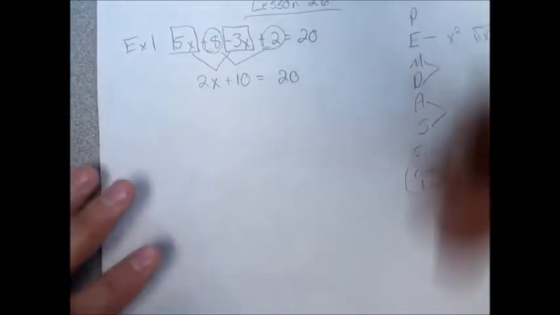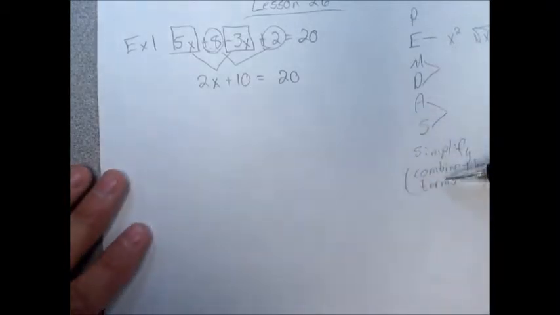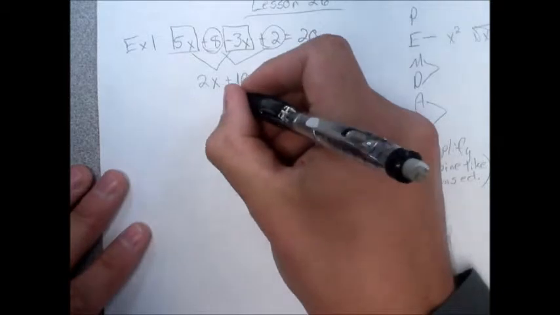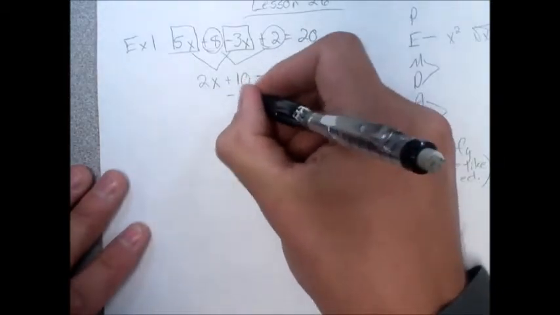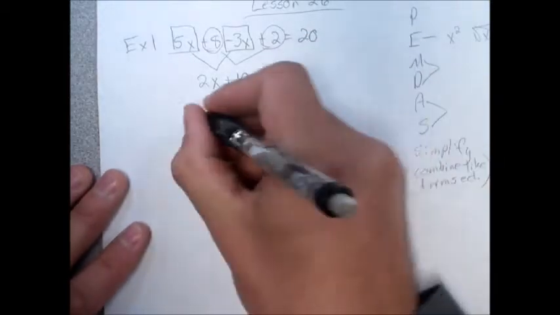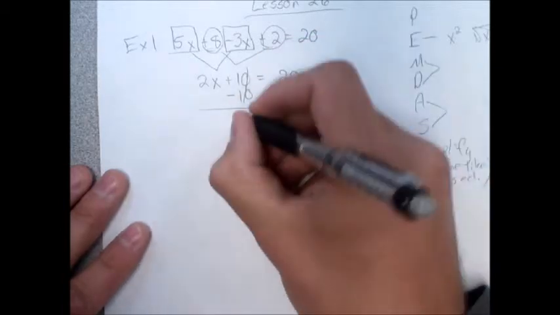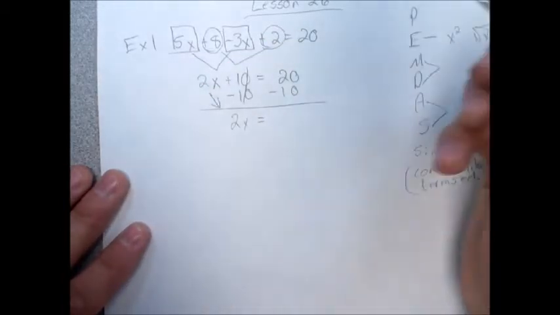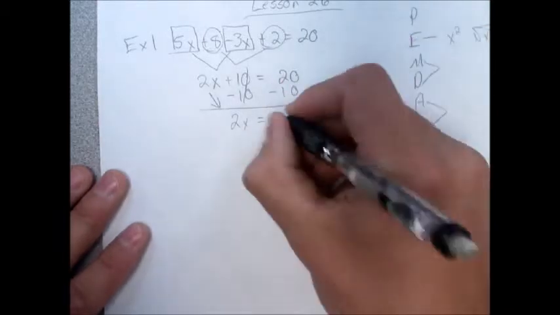Okay, following that step, we just go to what we've been doing in lesson 25. We just start to look at our order of operations. We just simplified. I'm looking for addition and subtraction. I see my addition. So the inverse of addition is subtraction. So I'm going to subtract 10 from both sides. Now I'm left with 2x right here. That just drags right down. Don't forget your equal sign. And 20 minus 10 is 10.